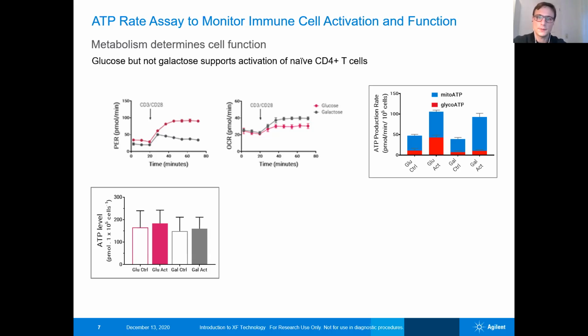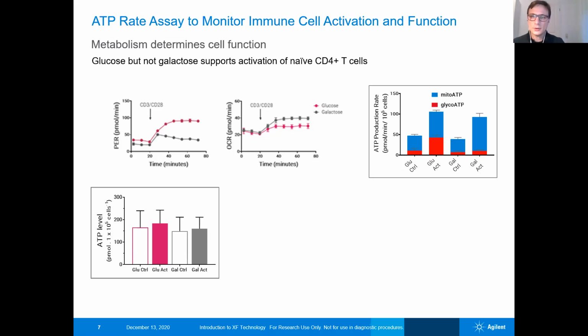And if you then would use an ATP rate assay to calculate what happens with these cells metabolically once they were activated, you can see on the upper right that with glucose or galactose in the medium in the naive T cells, there's not too much of a difference. When you activate the T cells with glucose in the medium, where they can become glycolytic, and you activate them, they will about double their ATP production, but the glyco-ATP production will over proportionally increase so that the cells can do the glycolytic shift.